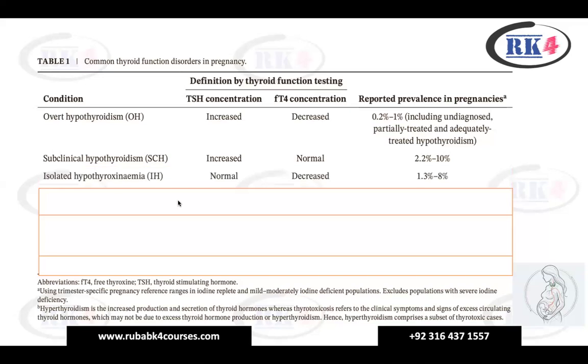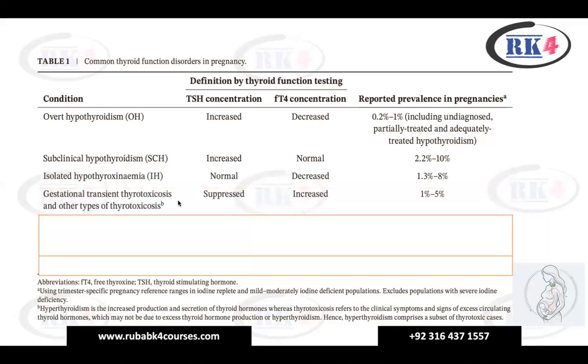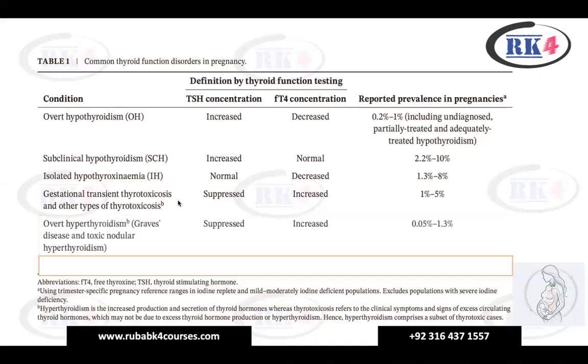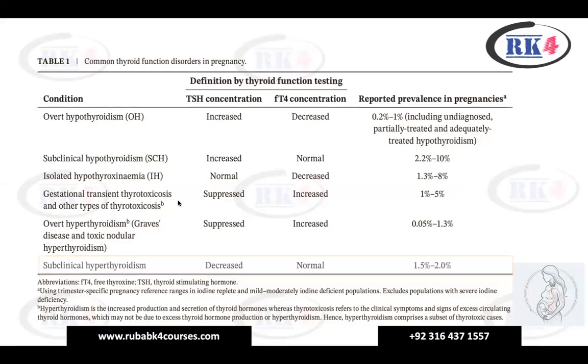Then we have isolated hypothyroxinemia. Then we have hyperthyroidism, which is gestational transient thyrotoxicosis, or overt hyperthyroidism, which is known as Graves' disease. Another condition is subclinical hyperthyroidism. So if you see, there are 6 main thyroid disorders which we encounter in pregnancy, and we'll be discussing those.